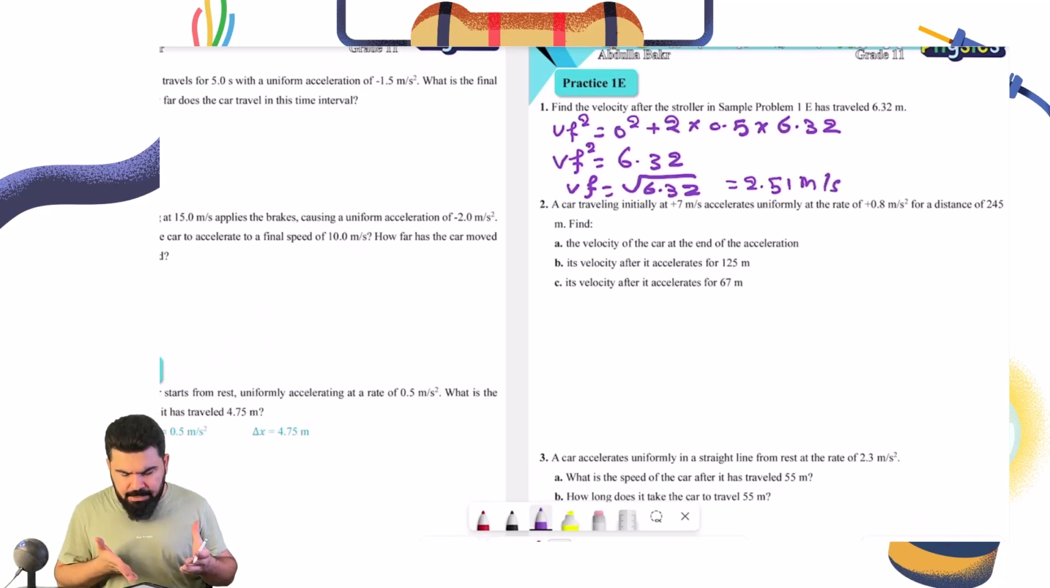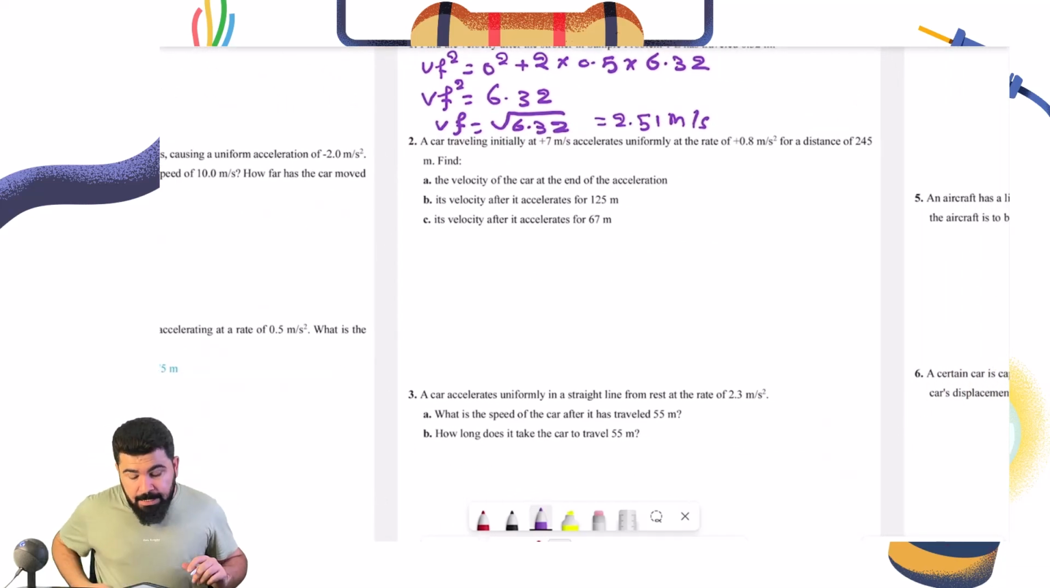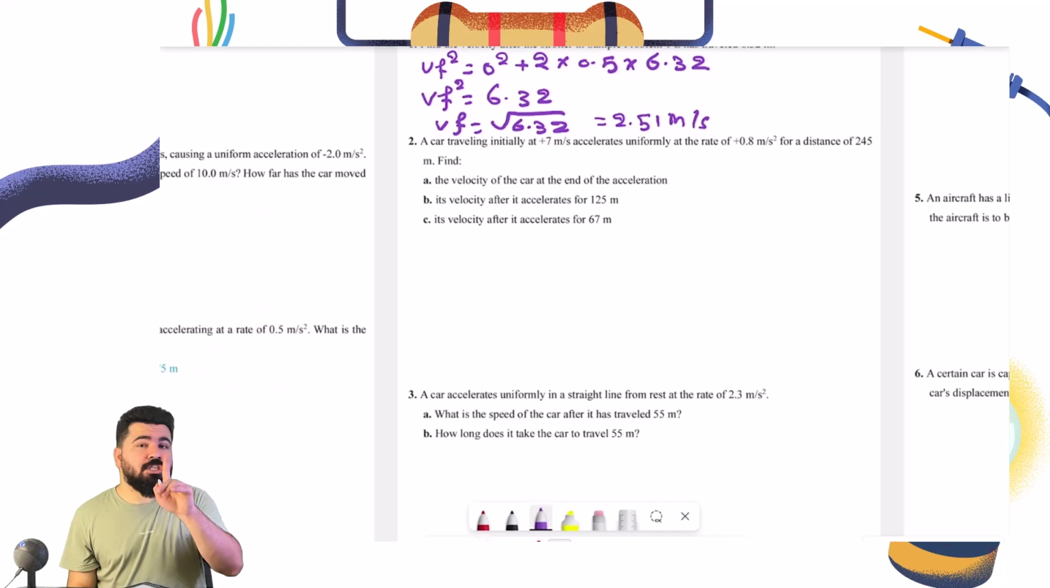Guys, it says sample problem 1E, just change delta x. Okay, use the same equation, just change the delta x. Okay. A car traveling initially.